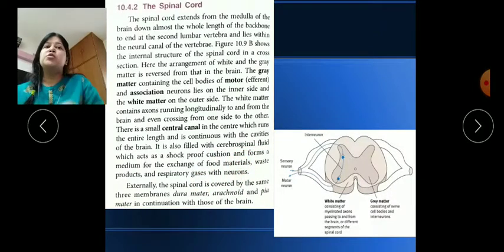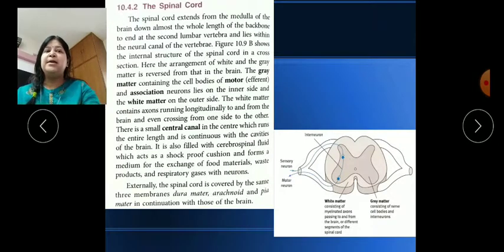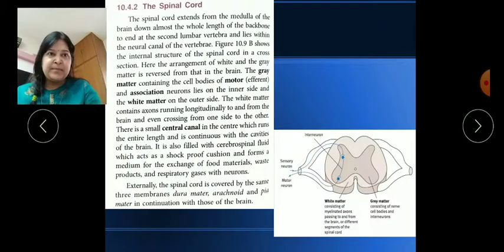Okay beta, you should know that the spinal cord also contains gray matter and white matter, gray inside, white outside. Its central canal arises from the medulla to the backbone part. Its cavity is filled with this CSF fluid, and it is also covered by spinal meninges. Okay, so this is the anatomical structure of the spinal cord.